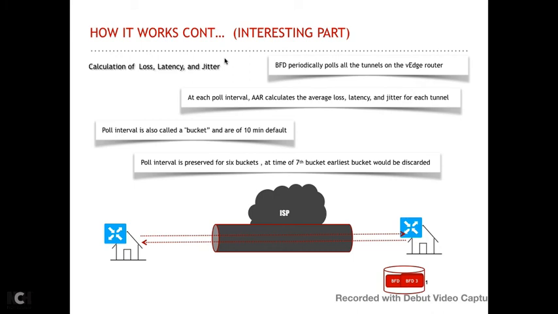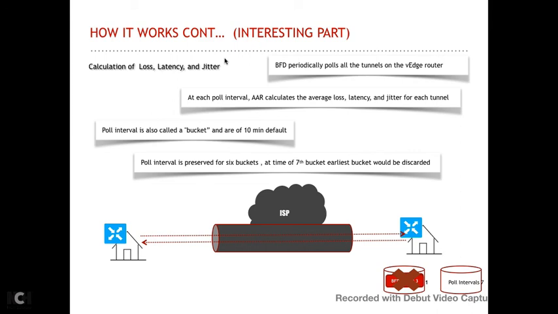BFD packets. Once the BFD packets are captured in poll interval 1, assume there are poll intervals 1, 2, 3, 4, 5, 6, and then the 7th poll interval comes live. So what happens? When the 7th interval comes live, bucket 1 gets discarded. Then the same pattern repeats. Every 1 second the BFD goes through to measure the real health of the transport, so that your application aware router works as expected without any flaw.